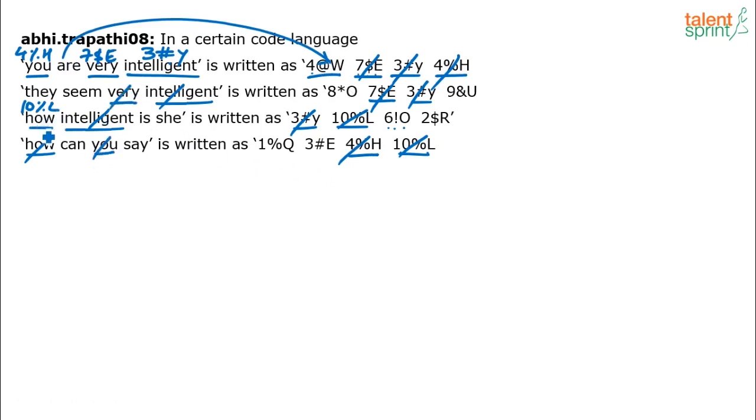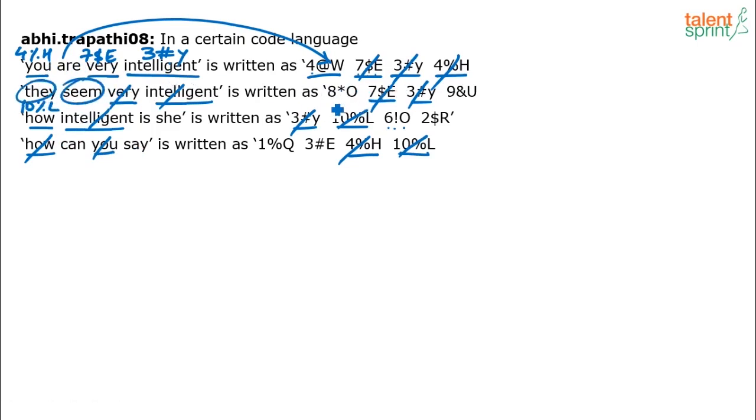I think that's it. Anything else which is common? No. "They" is a unique word here. "Seem" is also a unique word. "Can," "is," "she," "say," all are unique words. We have found whatever we could find: you, very, intelligent, are, how, all these have been cracked. But there are unique words. "They" is a unique word, "seem" is a unique word, so we don't know the code for "they" or "seem".